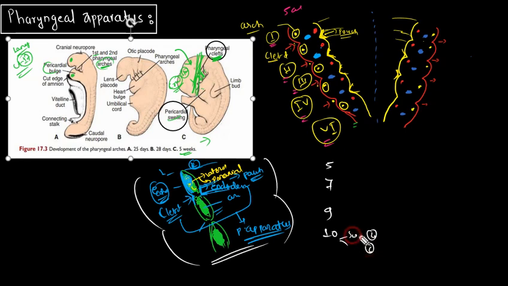So the 4th will give the superior laryngeal nerve, and the 6th arch, consisting of that nerve tissue, will give the recurrent laryngeal nerve. And as we all know, 5th is the trigeminal. Trigeminal has got maxillary and mandibular division, right? Maxillary and mandibular division.